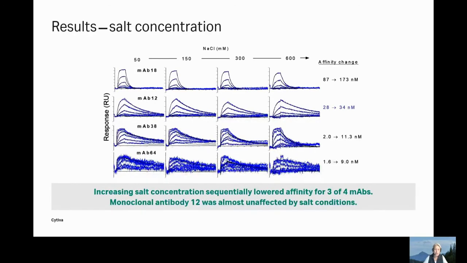You see here the results of the antibody binding under various salt conditions in the buffer. So here the kinetics of all these 4 antibodies was investigated with buffers containing 50 millimolar sodium chloride up to 600 millimolar sodium chloride, and the affinity change was observed. 3 of these antibodies showed sequentially lowered affinity. Just the monoclonal antibody 12 was almost unaffected by changes in salt concentration.